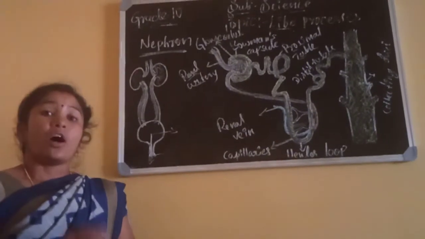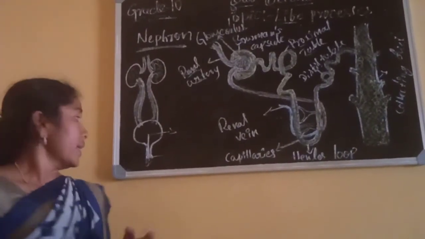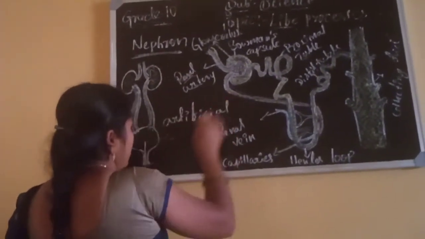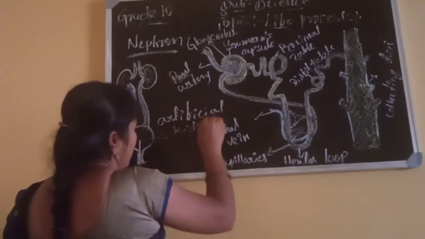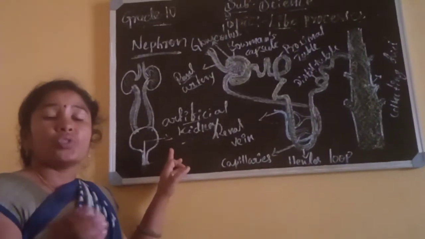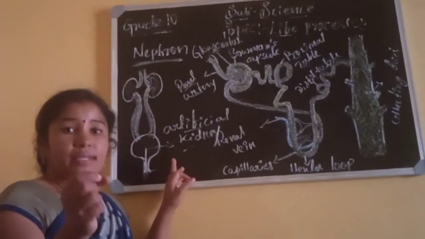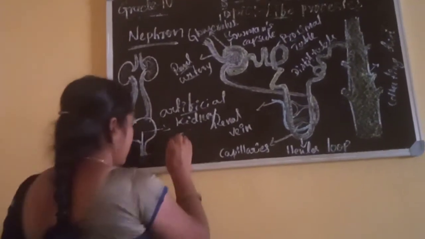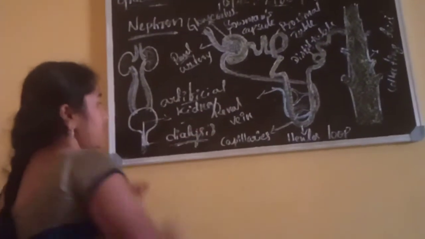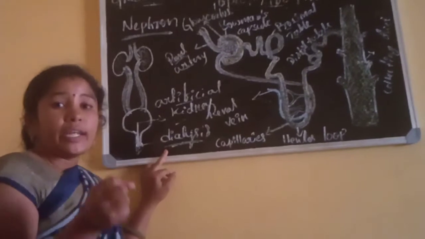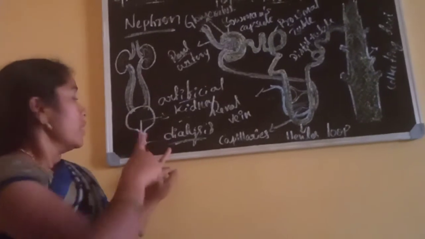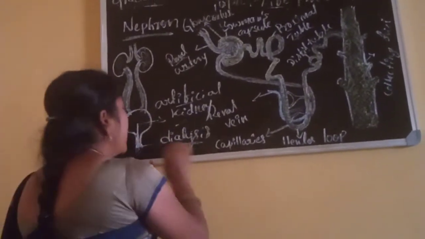We can use an artificial kidney. What is meant by an artificial kidney? This artificial kidney is a type of device which is used to remove the unwanted materials present in the blood through dialysis. Dialysis is the process of removing the unwanted materials or nitrogenous waste substances present in the blood through the artificial kidney. That process is called dialysis.